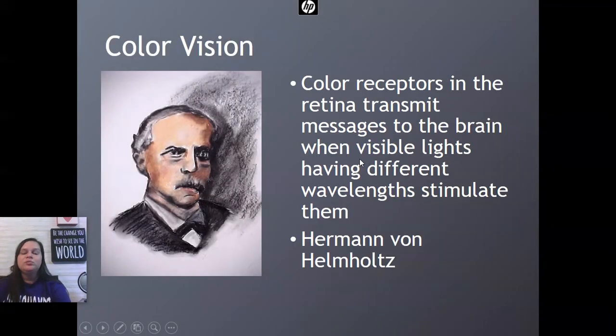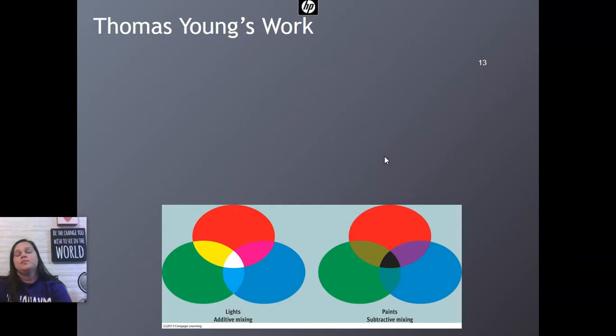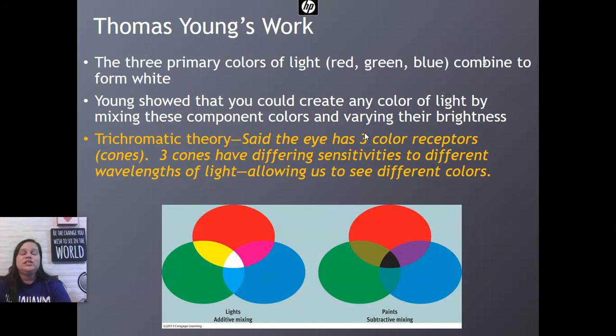Color vision, Hermann von Helmholtz was one of the first to recognize that we have different color receptors in our eyes, or specifically in our retina, that are more sensitive to different wavelengths. Thomas Young identified what he called the trichromatic theory of color. He recognized that we have three primary colors, red, green, blue, and then if you combine those, they can form white. So he said, well, we must have the same kind of light receptors in our eyes as well.